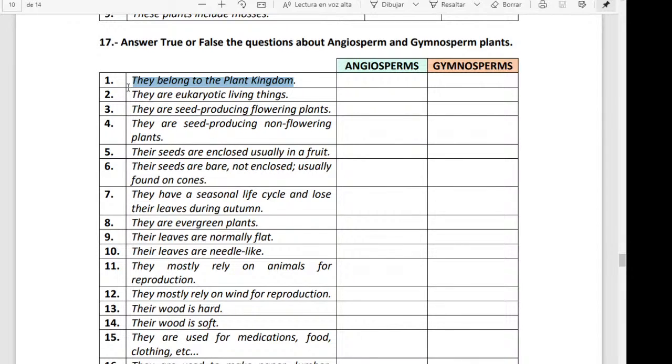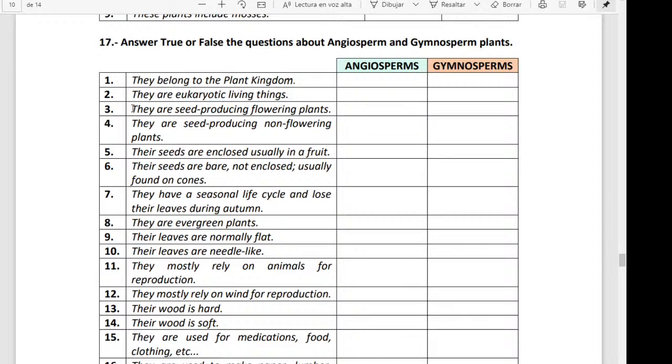Sentence number 2. They are eukaryotic living things. What do you think? Angiosperms or gymnosperms? Sophia says 2 and 2. Good, Nestor. 2 and 2.